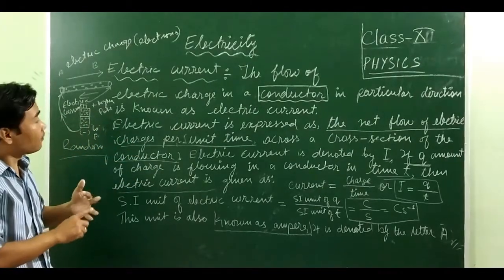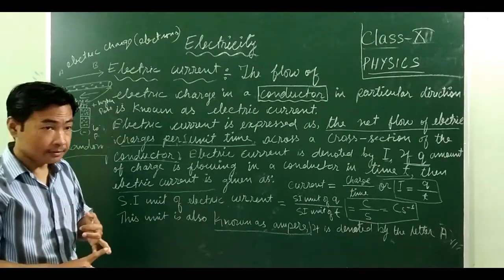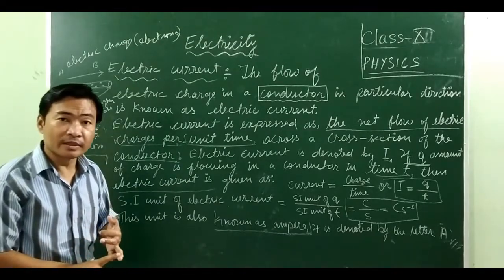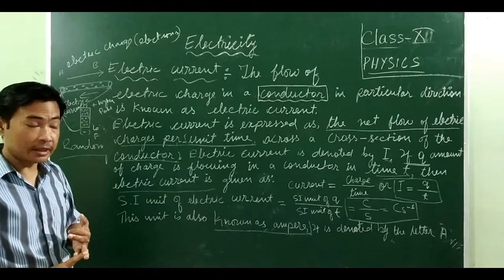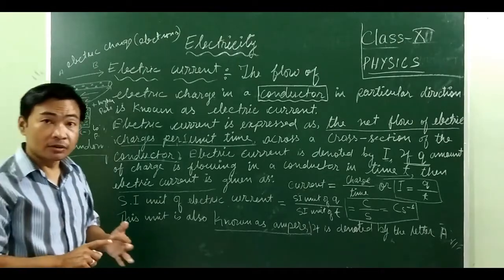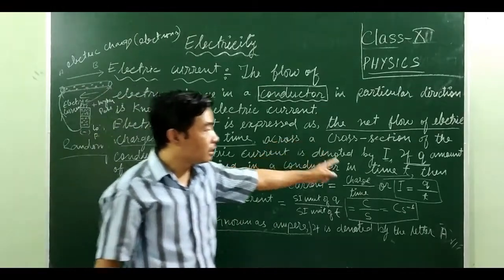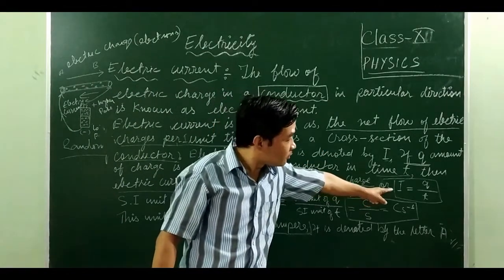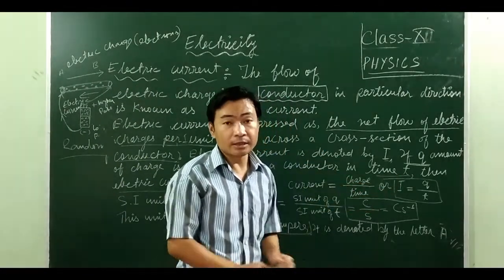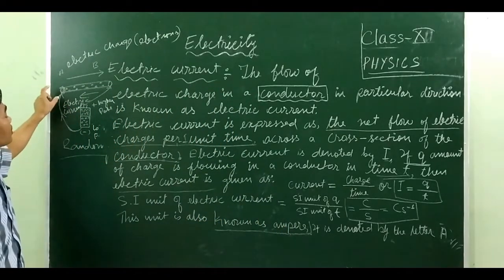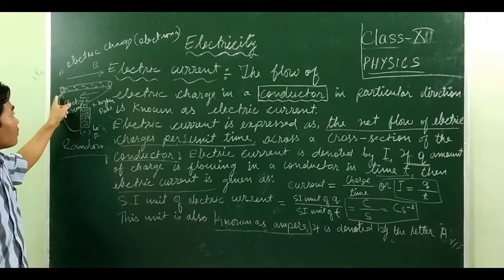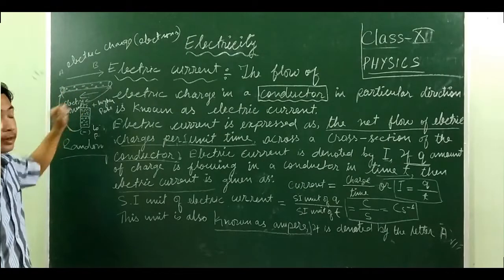So in this class we have learned about the electric current, the direction of the flow of the electric current, and the direction of the flow of the electric charge. Then the SI unit of the electric current, and also the formula I equal to Q by t to find out the electric current which is flowing in this cross section of this wire.